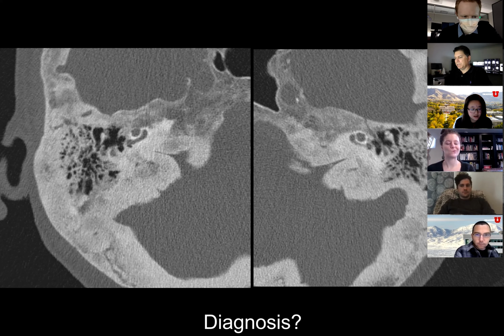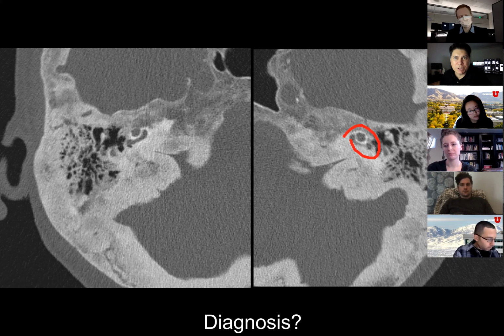So how do we classically describe fibrous dysplasia? We say ground glass matrix within expanded bone. So what if it's increased density instead of ground glass? And fibrous dysplasia has relative preservation of the otic capsule, the dense bone that's around the cochlea and the vestibule.